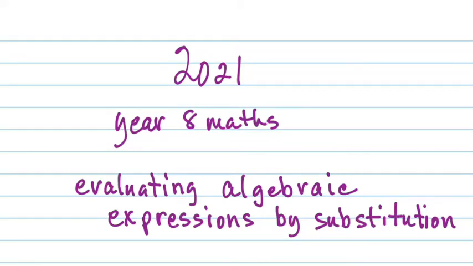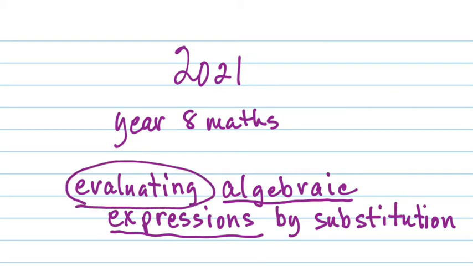So today what we're going to do is talk about evaluating algebraic expressions by substitution. First of all, let's remind ourselves what these things mean. Algebraic means that you have a variable or a letter in it. An expression means it does not have an equal symbol, so you can't solve it. But we haven't run across this word evaluating yet, so we're going to talk a little bit about it.